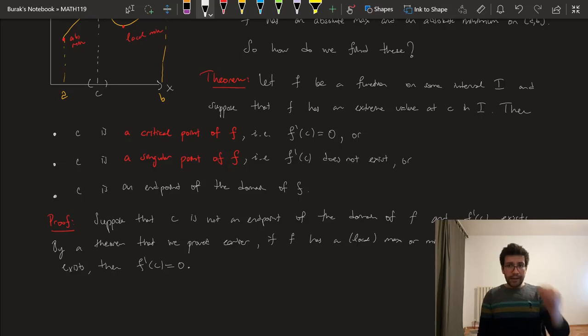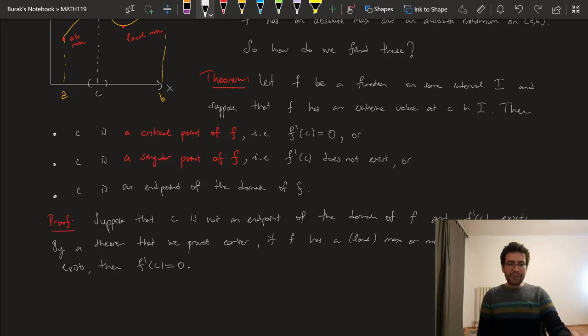We proved that if your function has a maximum or minimum at a point, and I can assume that it's a local maximum or minimum, it doesn't matter, and if at that point the derivative exists, then it has to be 0. There has to be a horizontal tangent line. We proved this earlier, and as a consequence of that, we get this nice theorem.